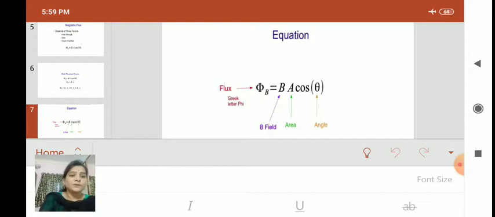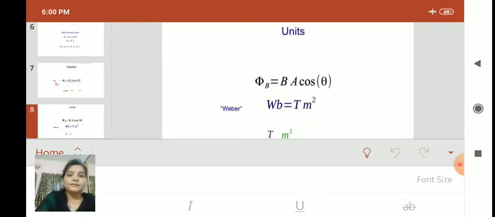So this equation, this is flux phi b is equal to B A cos theta. Here flux is denoted by phi b, magnetic flux. B is the magnetic field, A is the area, and theta is the angle.